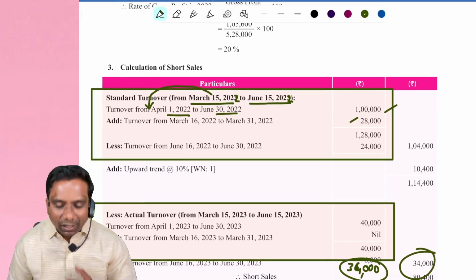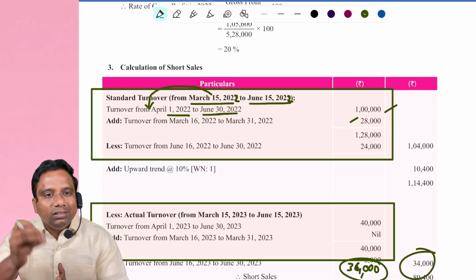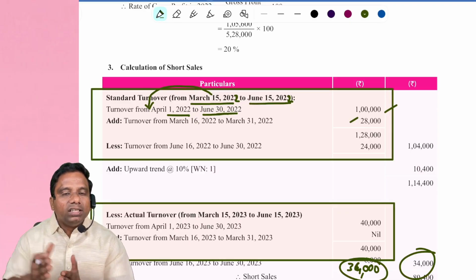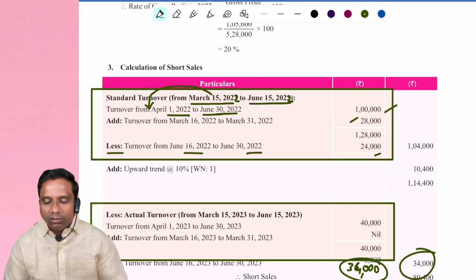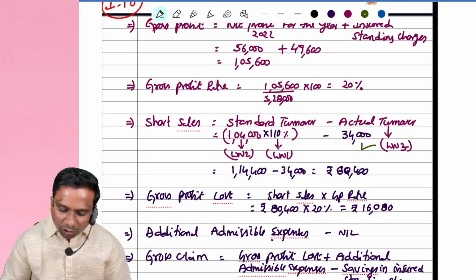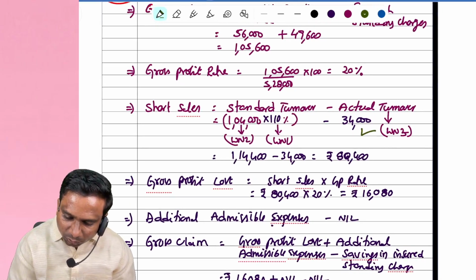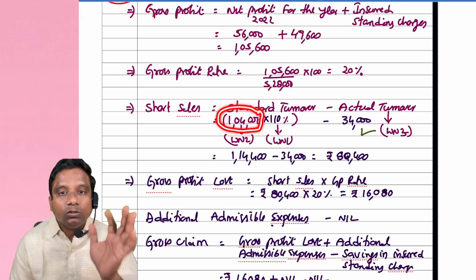Now till what date don't I require sales? 30th June. I require sales only till 15th June. So whatever the extra sales from 16th June to 30th June, deduct. In the problem they have given 24,000. Then what is your standard turnover? 1,04,000. Observe here. This is our 1,04,000. This is our working note 2.